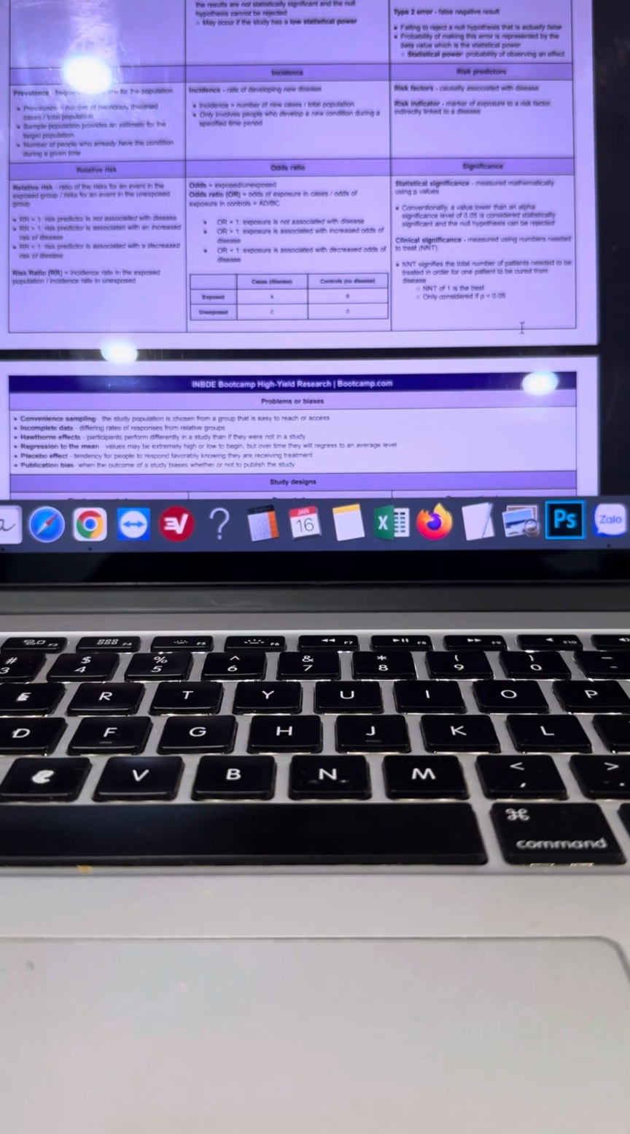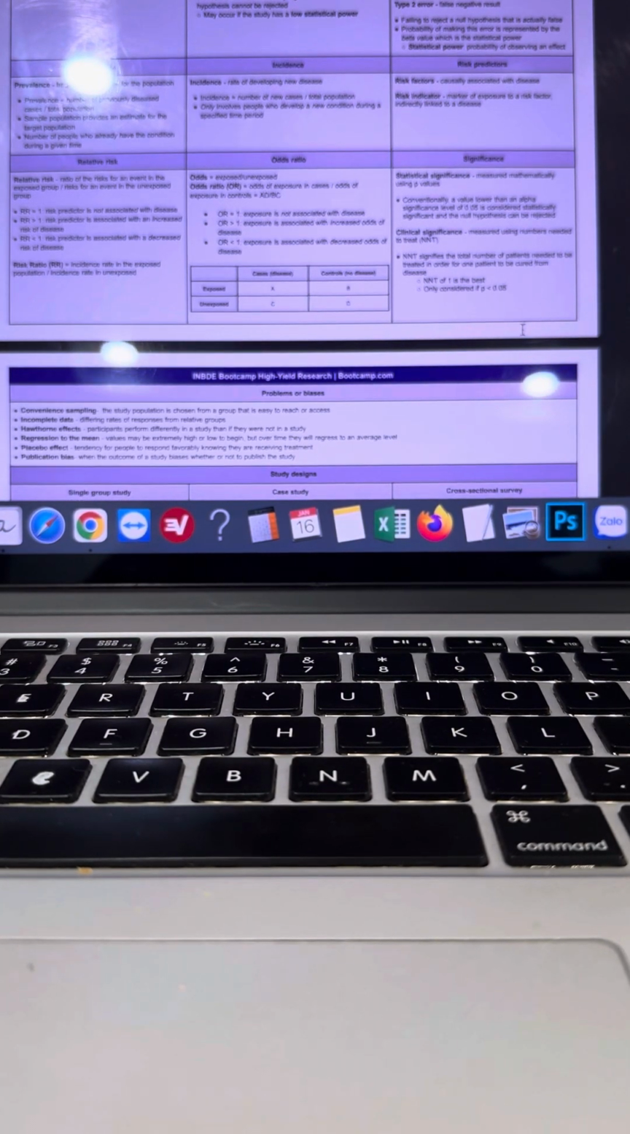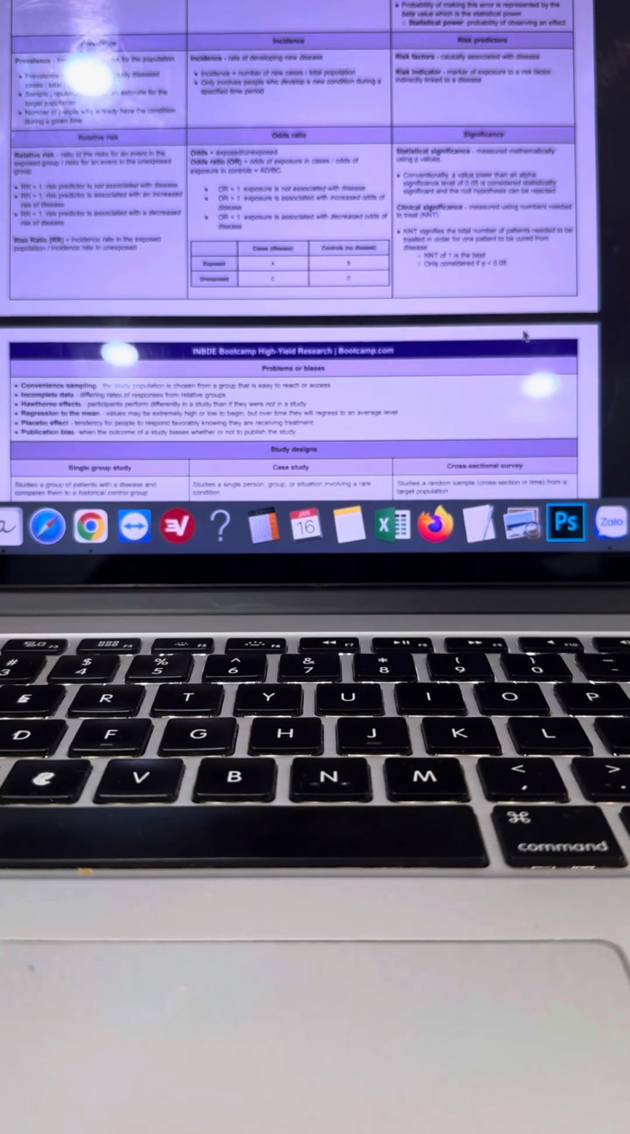Consider the NNT: an NNT of 1 is the best. It is only considered if P is lower than 0.05.